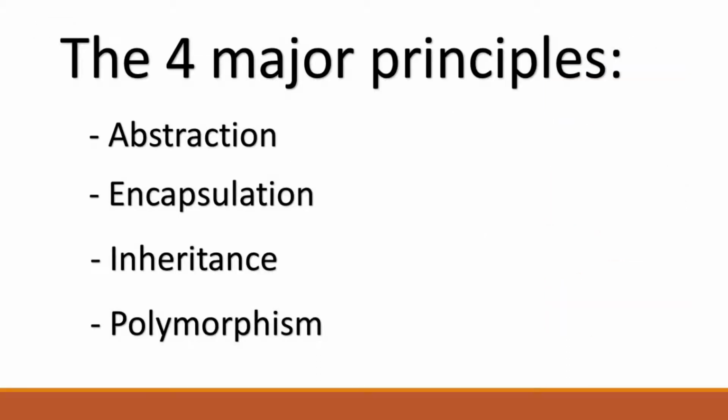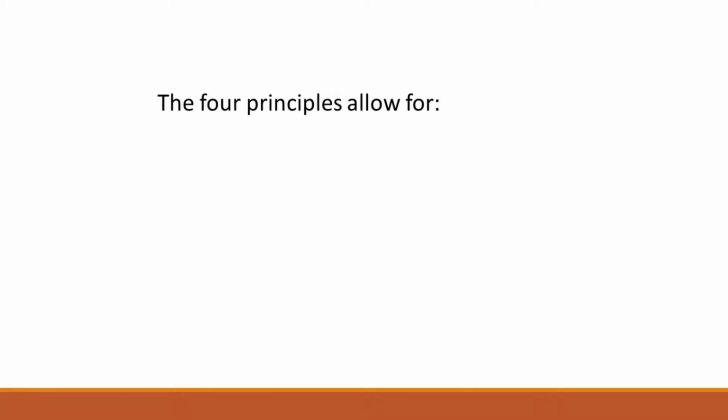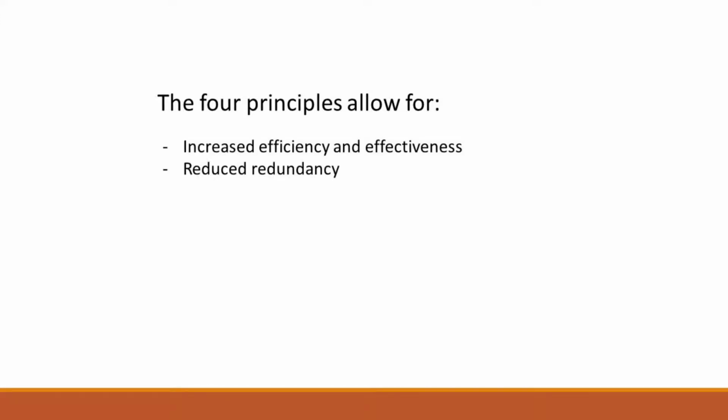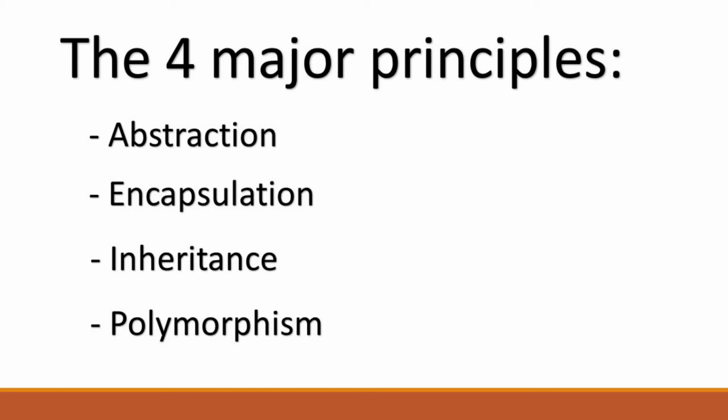As mentioned earlier, object-oriented programming has four major principles. The four principles are encapsulation, abstraction, inheritance, and polymorphism. These are used to ensure a high standard of coding, which increases efficiency and effectiveness of code and reduces code redundancy by making complex software faster to develop and easier to maintain. However, each of these are their own topic and require their own video to explain.